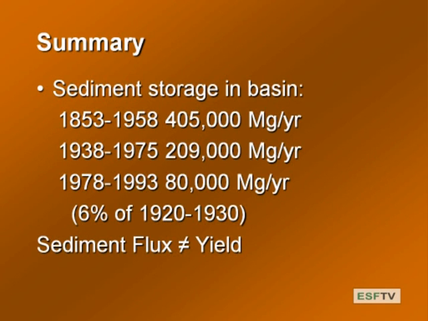So I can summarize that for you in numbers, just to give you an appreciation if the graph isn't enough. Here's that 53 to 58. The sediment storage was 405,000 megagrams. From 38 to 75, it went down by half. And then 78 to 93 went down again by an order of magnitude. To put that in perspective, 78 to 1993 is 6% of the 1920 to 1930 period.